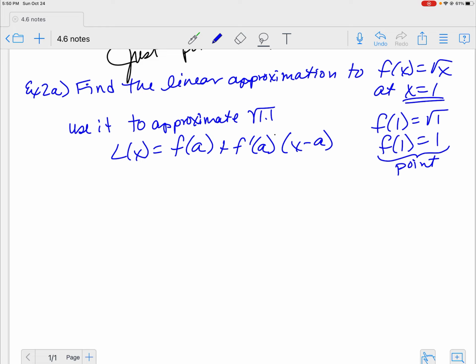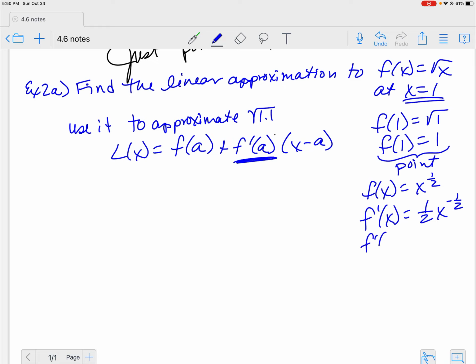Well, no, I've got a point. That's fine. We'll just put my derivative right here. So I've got f of x is equal to x to the 1/2. F prime of x is 1/2 x to the negative 1/2. But I specifically want my slope at that value, right?